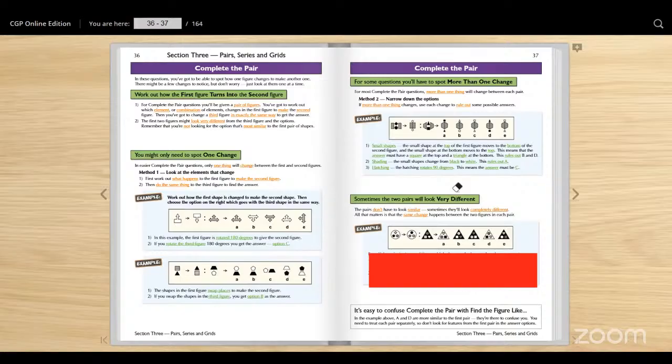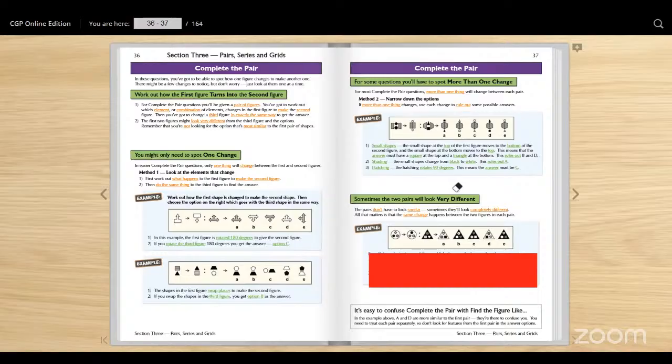So small shapes. The small shapes at the top of the first figure move to the bottom of the second figure, and the small shape at the bottom moves to the top. This means that the answer must have a square at the top and a triangle at the bottom. This rules out B and D. Shading. The small shapes change from black to white. This rules out A. Hatching. The hatching rotates 90 degrees. This means the answer must be C.